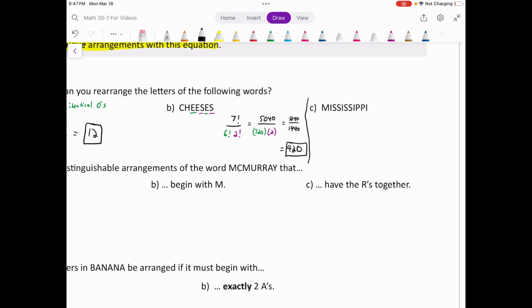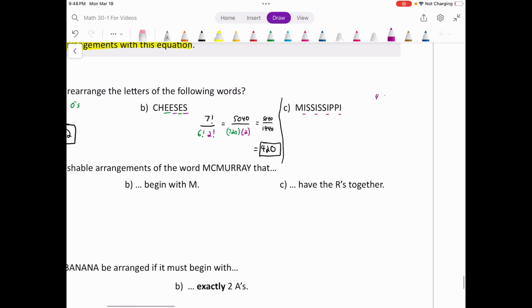Ooh, look at this one, Mississippi. Holy repeats. I see a lot of identical elements here. Let's count them. Let's do I's. I see 1, 2, 3, 4 identical I's. So 4 I's. I see 1, 2, 3, 4 identical S's. And then I see 2 identical P's. Okay, and how many letters do we actually have? 1, 2, 3, 4, 5, 6, 7, 8, 9, 10, 11.